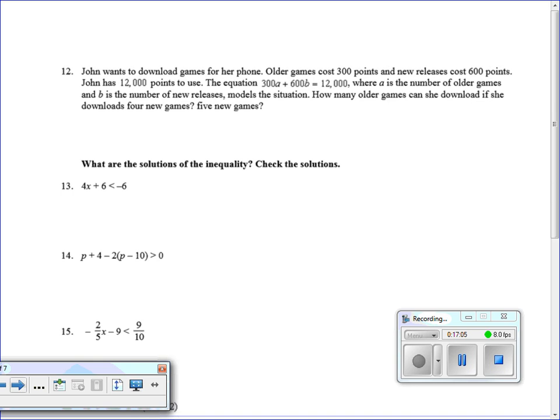Okay, so what you're going to do is take your equation. We know the equation that we're given is 300a plus 600b equals 12,000. We are given the number of new games. New games is the variable b. That is the part that we need to know. So we're given b. We're going to substitute in what we know for b into the equation, and we're going to solve for a.